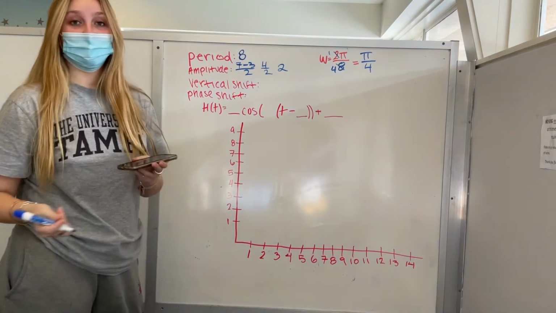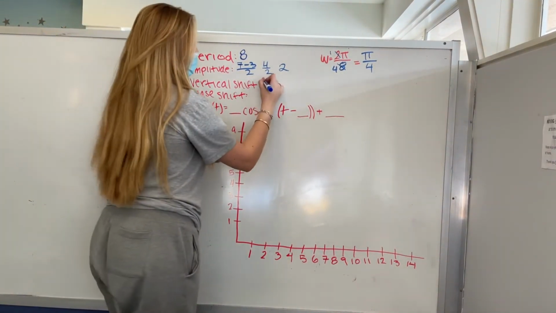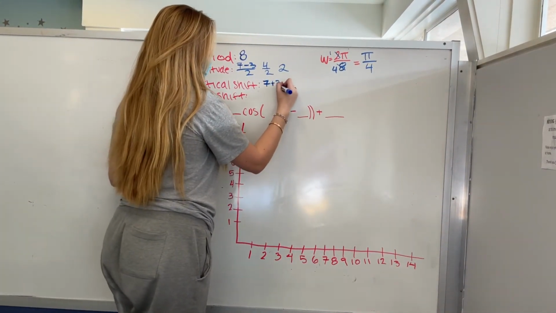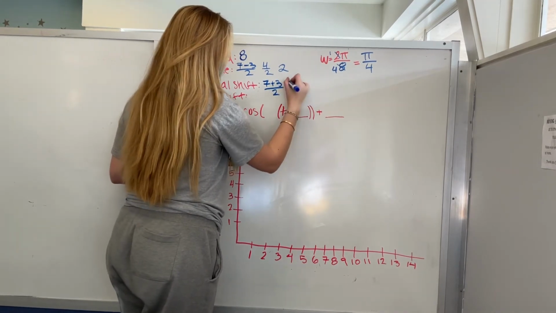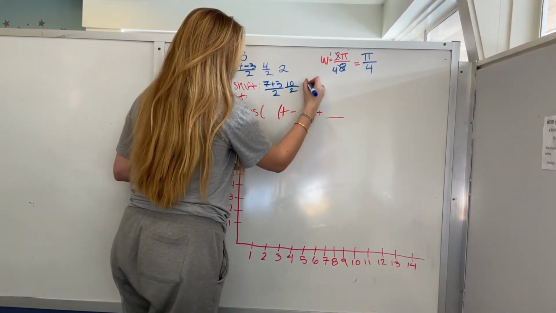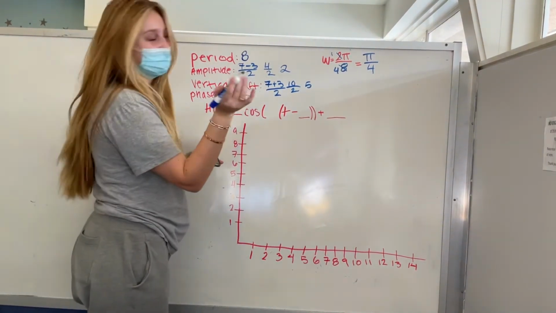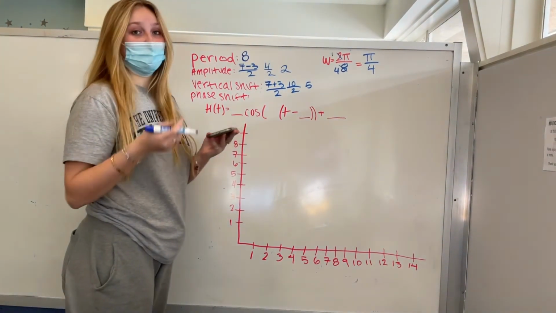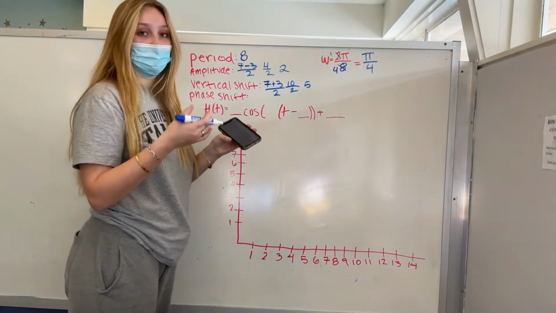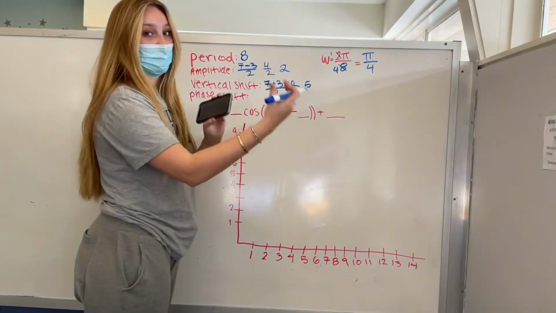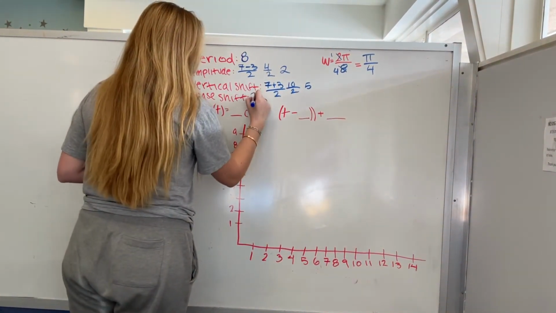For your vertical shift, you're going to do the exact opposite, and you will have 7 plus 3 divided by 2, which gives you 10 over 2, which equals 5. Now to plug in, you're going to do it, and phase shift. The phase shift, again, it says in the paragraph, and it says you start at 1, so that's your phase shift. You're starting at 1 instead of 0.